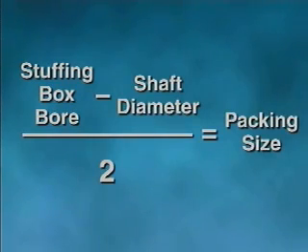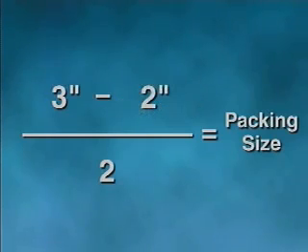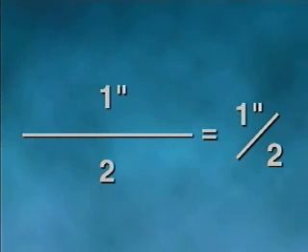In our example, the bore of the stuffing box is 3 inches and the diameter of the shaft is 2 inches. 3 minus 2 equals 1. 1 divided by 2 is 1/2. Therefore, the size of the packing required for this application is 1/2 inch.